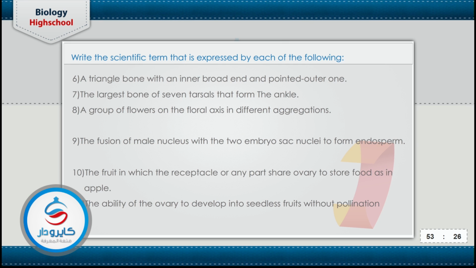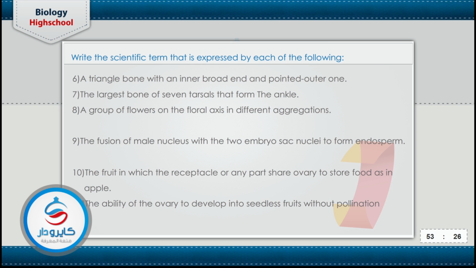The next question. The largest bone of the 7 tarsals that form the ankle. The question asks about the heel bone, which is the biggest one of the 7 tarsal bones. Number 8. A group of flowers on the floral axis in different arrangements. If the axis contains one flower, it acts as a solitary flower, but a group of flowers on the same axis is called an inflorescence. So the right answer is the inflorescence.